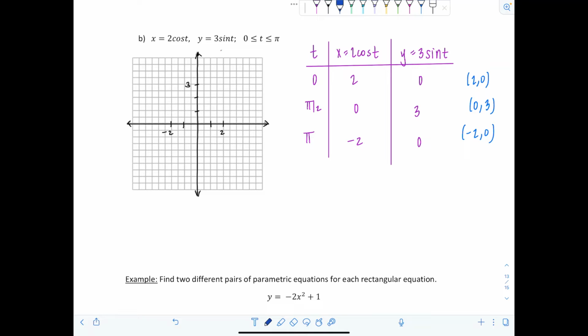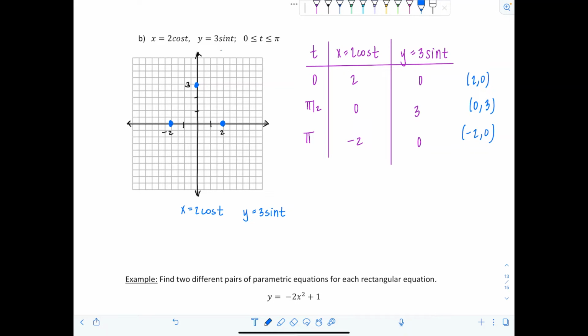So right now all we have are 2, 0, 0, 3, -2, 0. I'm going to actually eliminate the parameter now with you guys, and then we won't have to add any more points to the table. Life will work out nicely. So we have x equals 2 cosine t and y equals 3 sine t.